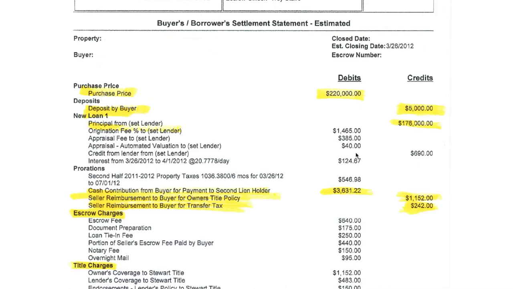On the credit side, the credit side contains any money that you would bring in, such as your initial deposit, such as the final funds that you would bring in at the time of closing, the remainder of your down payment, any credits from the seller, any credits from your agent, or any credits from the lender would be on the credits side of the ledger.